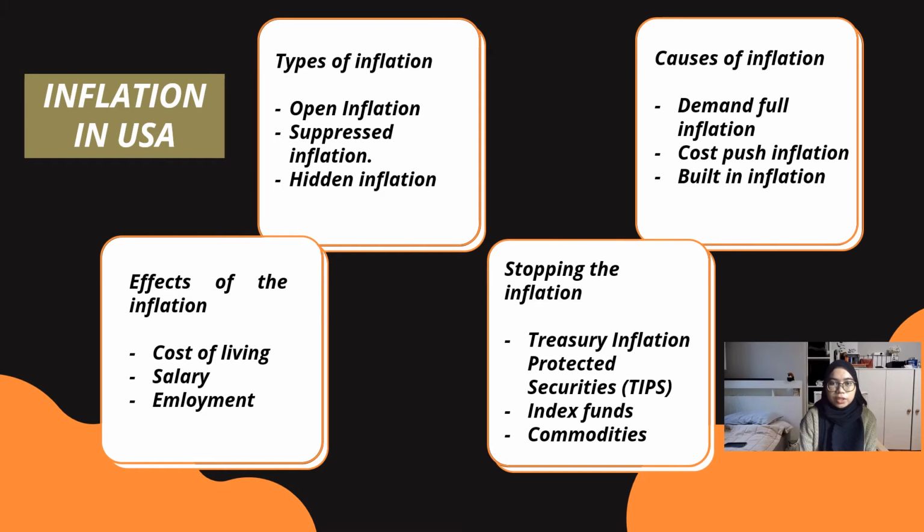Causes of inflation. The first one is demand-pull inflation. This is when the aggregate demand in the economy exceeds the aggregate supply. This increase in the aggregate demand might occur due to an increase in the money supply or income or the level of public expenditure. This concept is associated with full employment when altering the supply is not possible.